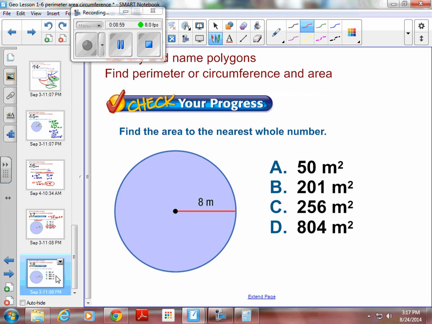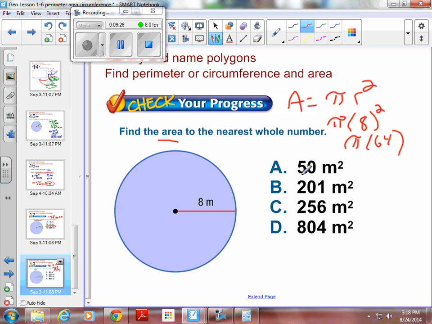Okay, and this one again, push pause, come back and check your answer when you're done. Okay, we're finding area on this one. So area is equal to pi times r squared. So that's pi times 8 squared, which is pi times 64. So right now, if it's pi times 64, you already know this one's out.